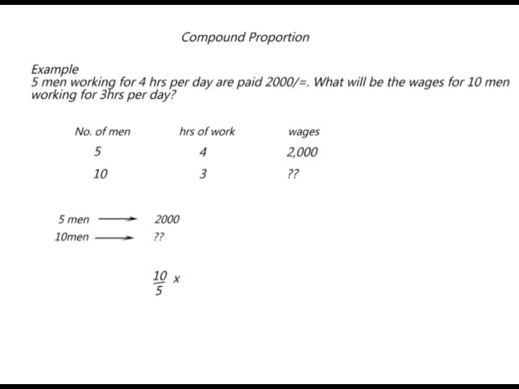We deal with the hours of work and the wages. We ignore the number of men. If you work for 4 hours, you are paid 2,000. Suppose you work for 3 hours. Do you expect more or less pay? Of course you expect less. So we need a reducing fraction, 3 over 4. We multiply it here and then everything by 2,000 and we shall get 3,000 shillings.